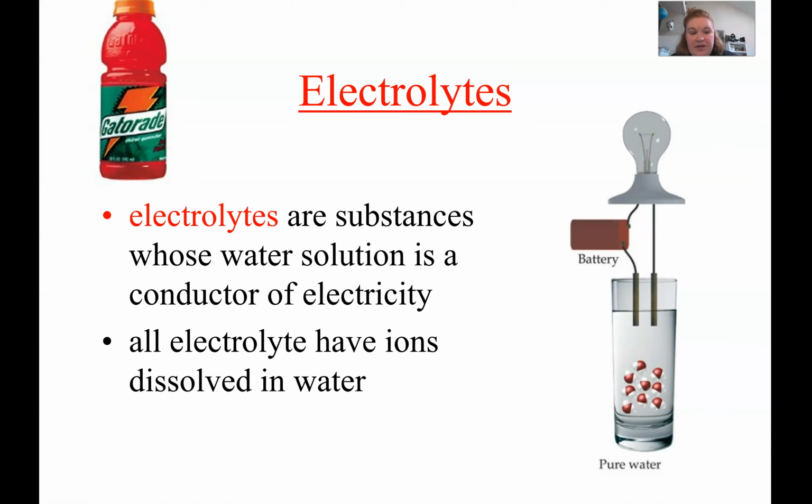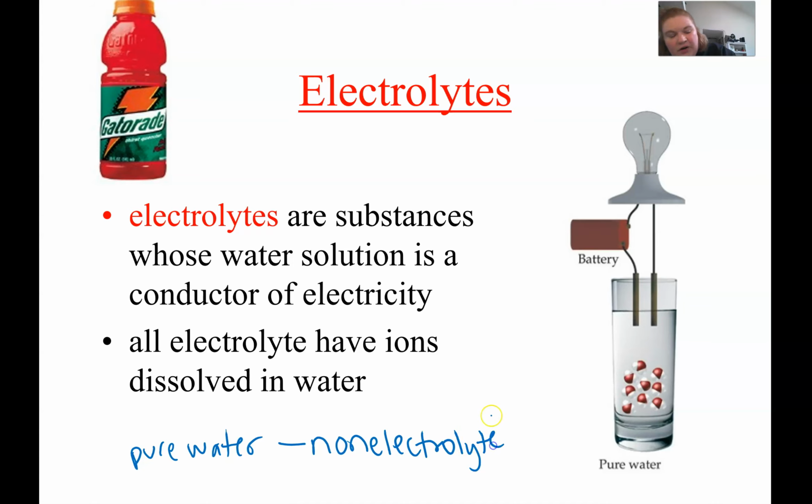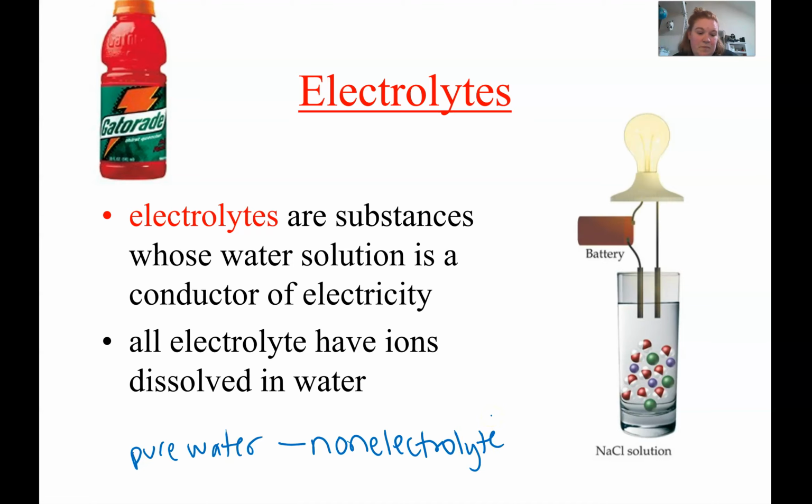There's different types. If we use just pure water and try and power a battery to turn on a light bulb, nothing happens because pure water by itself is a non-electrolyte. There aren't any ions in it. But if we do the same thing and add some salt into that water, the light bulb lights up, because our sodium chloride water solution is an electrolyte solution.